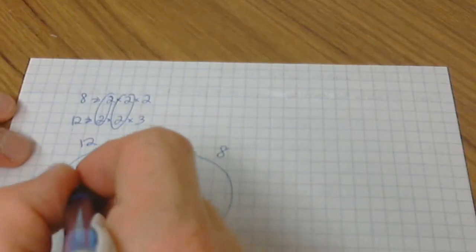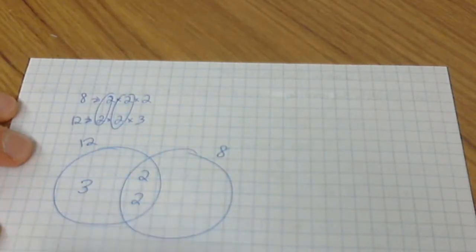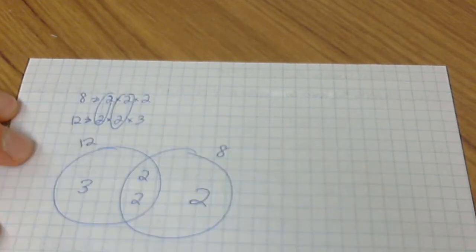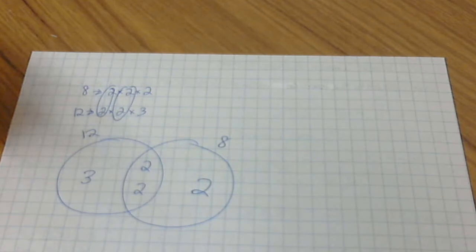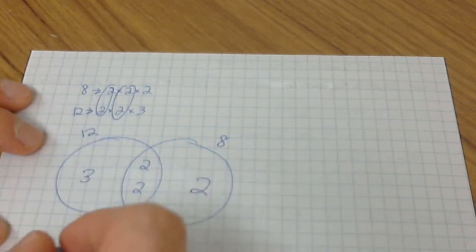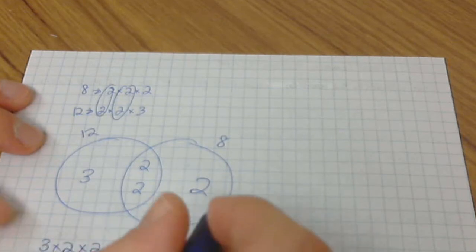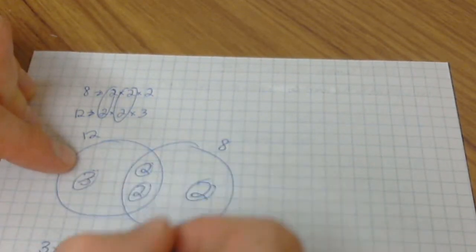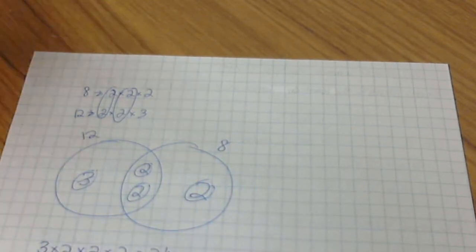Then in the number 12, there's a 3 as a prime factor as well. So I know 3 times 2 times 2 is 12. And then in the 8, there's an extra 2. Now what I do with that is, again, I just take the numbers and multiply them together. So 3 times 2 times 2 times 2, and I still get 24.